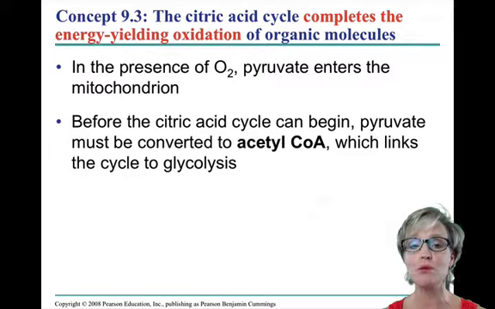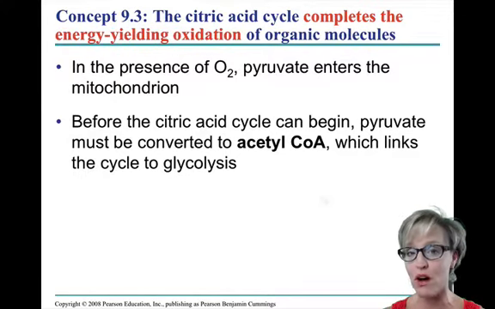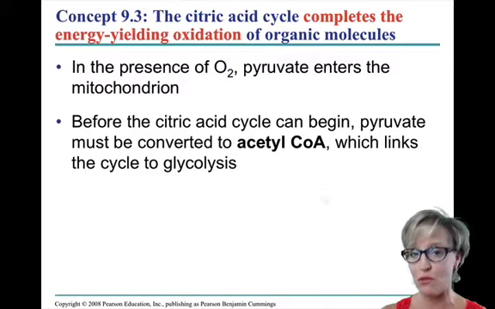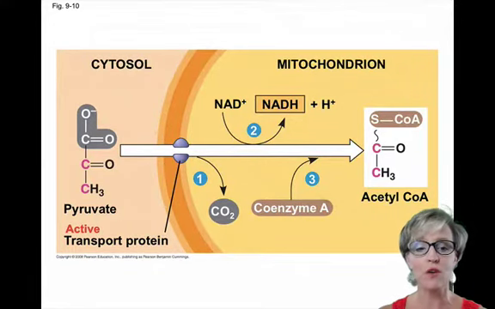Okay, concept 9.3, we're going to start in towards the citric acid cycle. We're certainly going to move the pyruvates into the mitochondria, but we have a bit of, let's call it, the pre-citric acid cycle. We have some other things to do to the pyruvates before we actually enter the citric acid cycle. So here's our pyruvate in the cytosol.